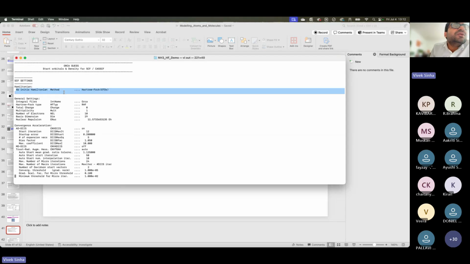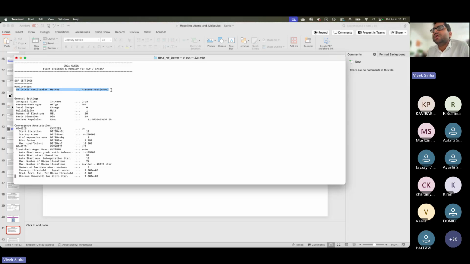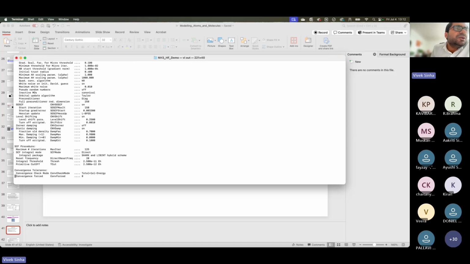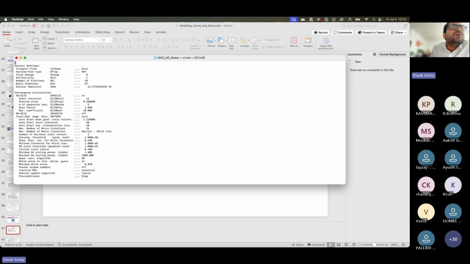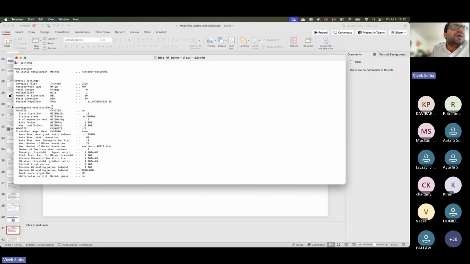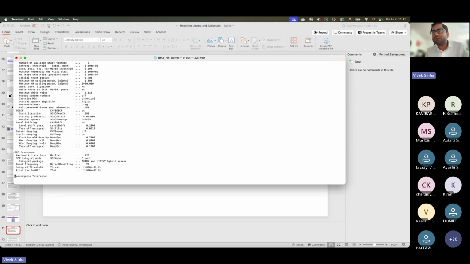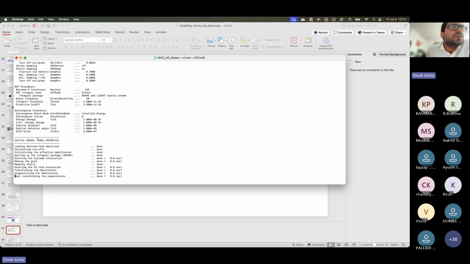So the ab initio method is Hartree-Fock. It uses Gaussian type orbitals, which I'll talk about a little bit later, what basis sets are, because I didn't talk about it. You can in fact also provide a basis set. It is using some default basis set here, but you can also provide a basis set to it, which I'll talk about, so you don't have to worry a lot about it.